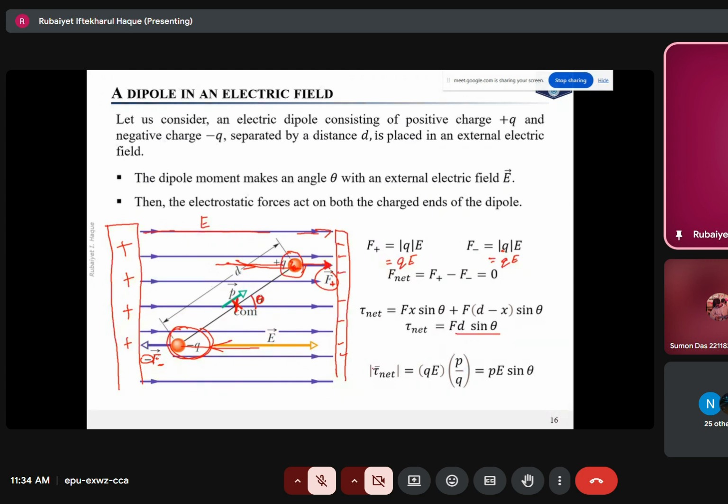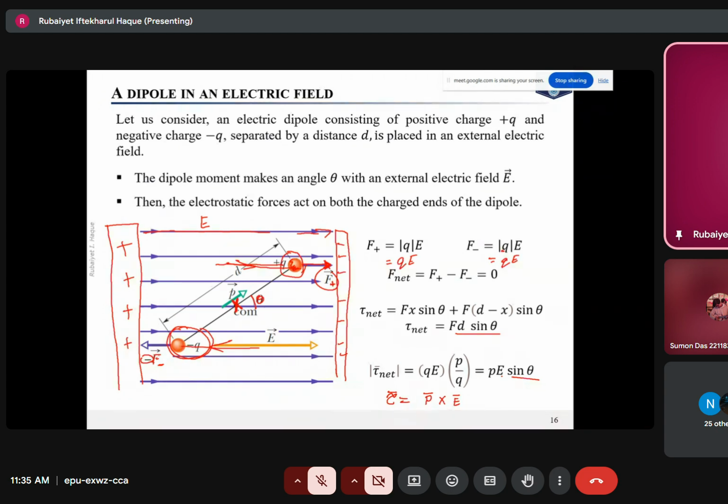If you want to write it in vector form, how will it look? If you remember the sine, that means it's a cross product. So you can write it in vector form as p cross E, both vector quantities. If you take the modulus again, you will go back to the original form. So this is the torque experienced by the dipole.